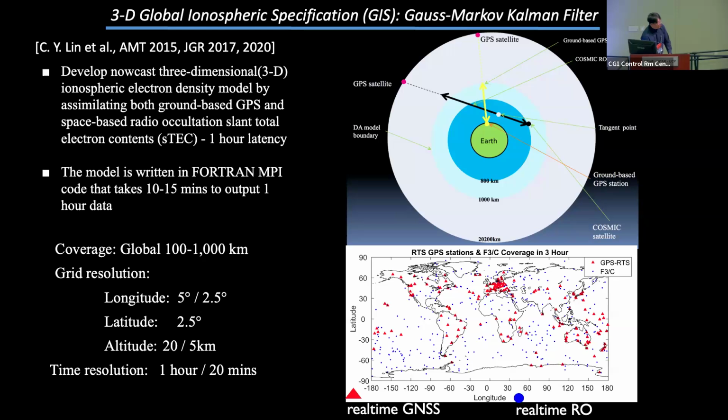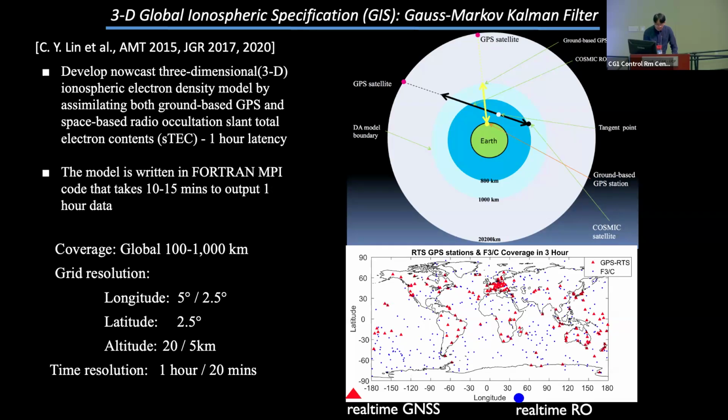And this is some basic information about our model, a simulation model in which we use a combination of the radio occultation data and the ground-based GPS TEC. And those real-time GPS TEC will have a 1 hour latency. So far we have the capability of using 10 to 15 minutes to output 1 hour of data. So that's the limitation of the real-time observation so far. And our coverage is within 100 to 1,000 kilometers in altitude.